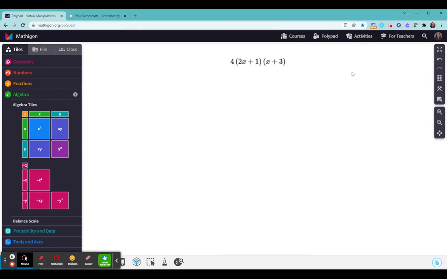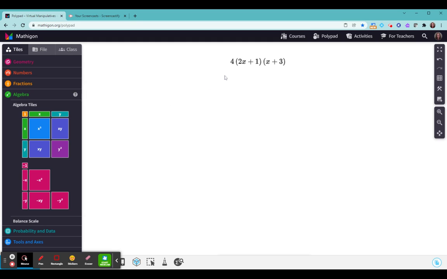Hi, this is Bronwyn, and we are going to multiply a monomial and two binomials today. We've done it before with algebra tiles, so if you want to do it visually and understand what's really going on, check out that video.